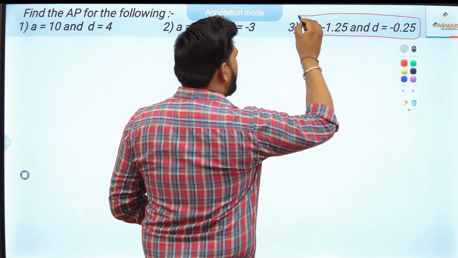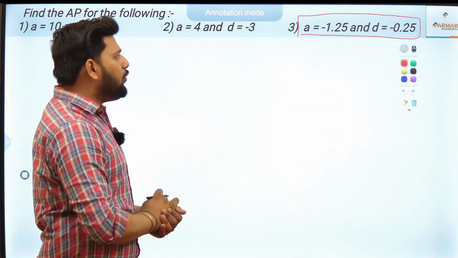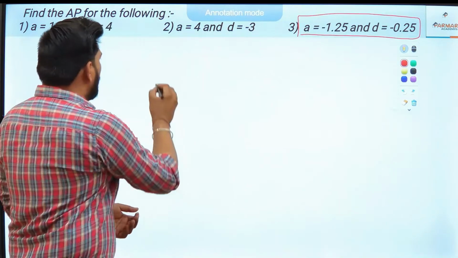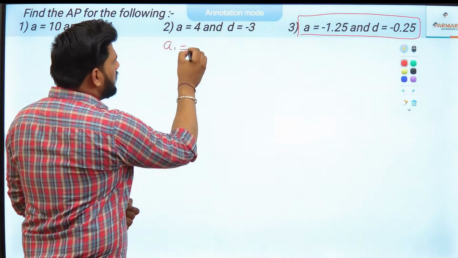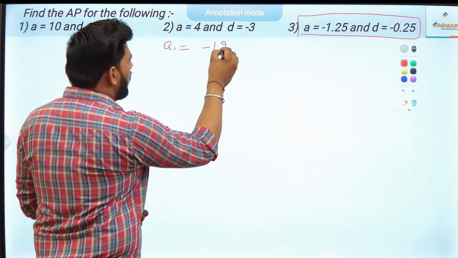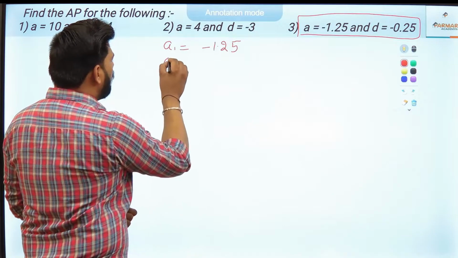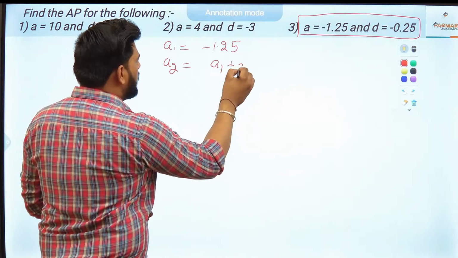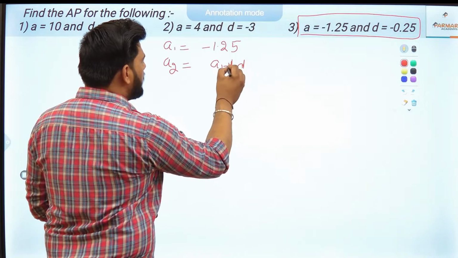Here A, that is the first term, is minus 1.25 and the common difference is minus 0.25. So the first term is equal to minus 1.25. How to find the second term? Simply we have to add first term plus D. We have to add that common difference to the first term.